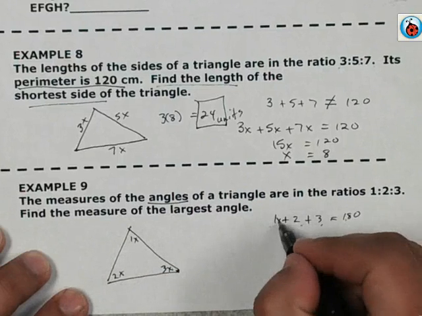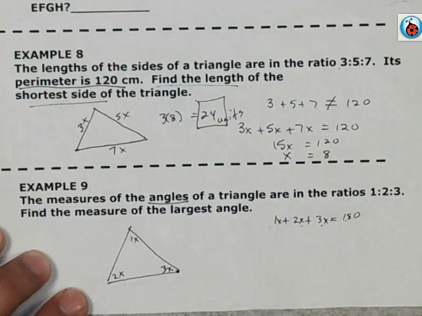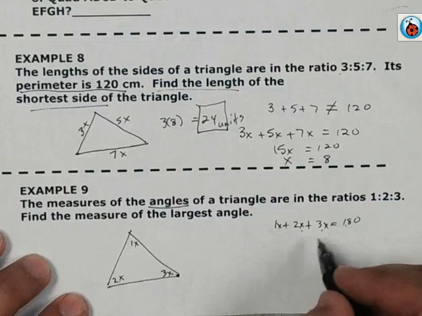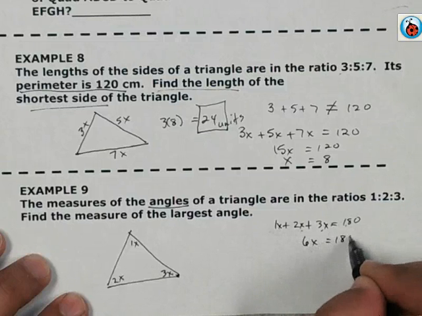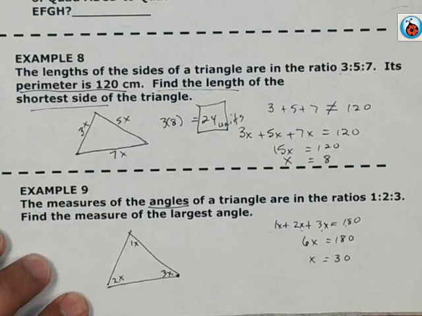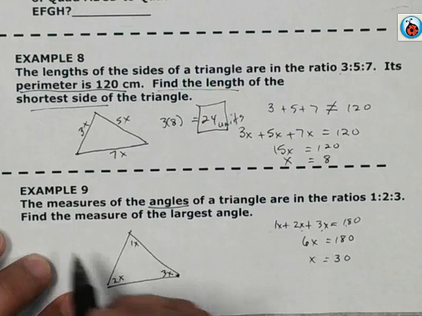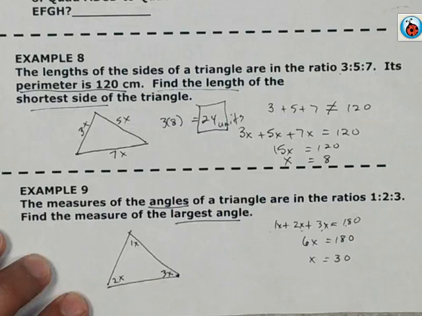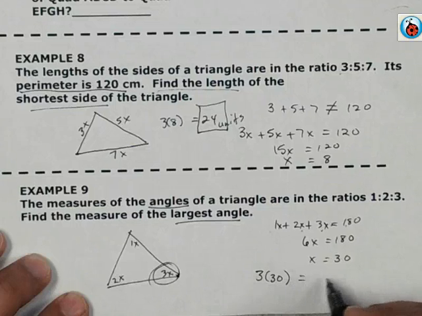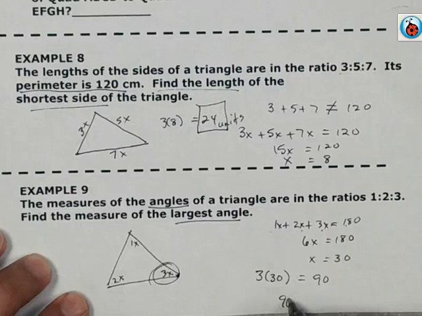So we're going to have to look at multiples of those. So that's actually going to be 1x, 2x, and 3x. When I add those up, that's going to give me 6x equals 180. Divided by 6 is going to give me 30. So x is 30, but I want the largest angle, which is going to be this 3x side. So 3 times 30 is going to be 90. So the largest angle is actually 90 degrees.